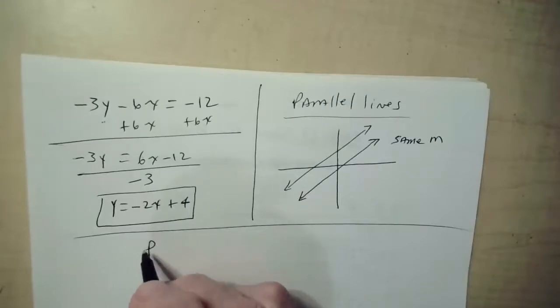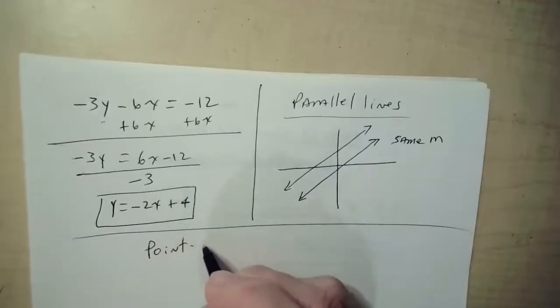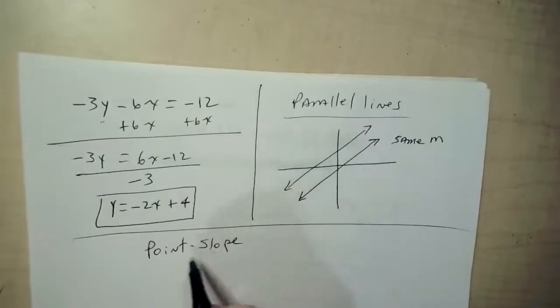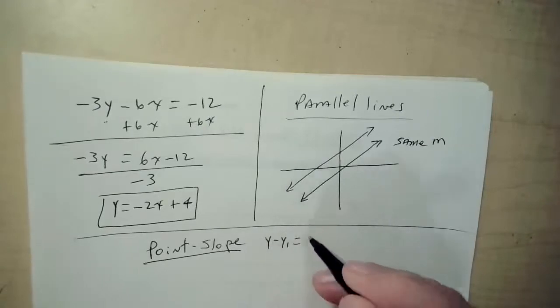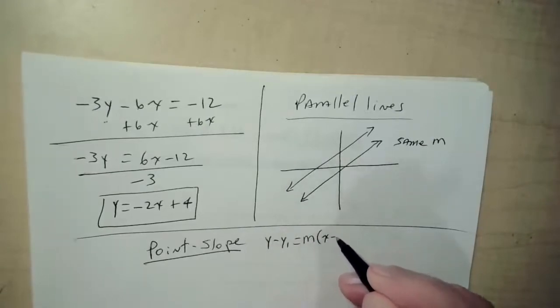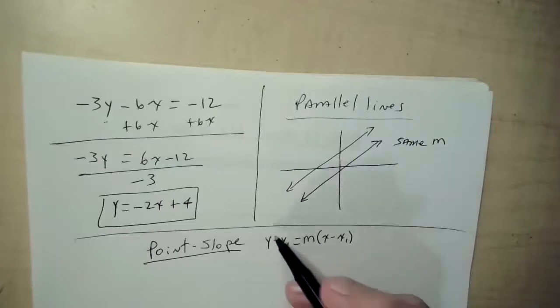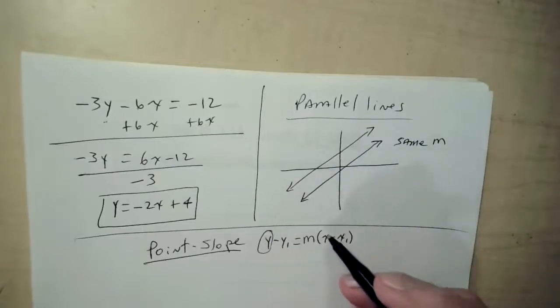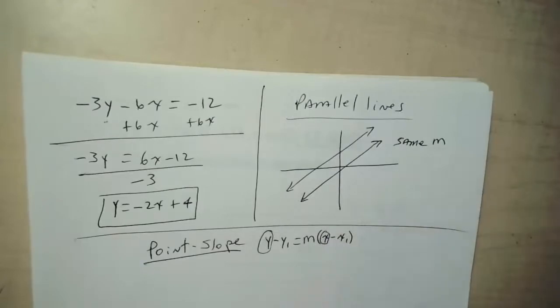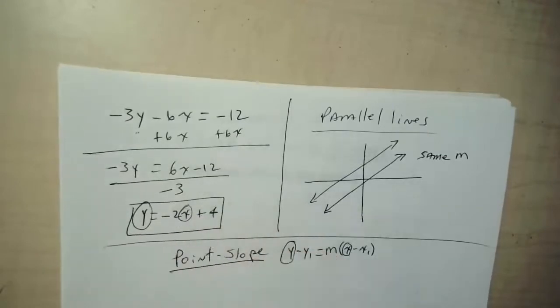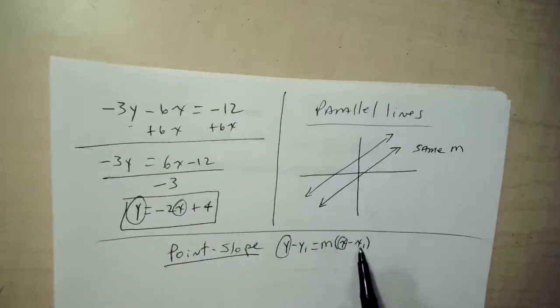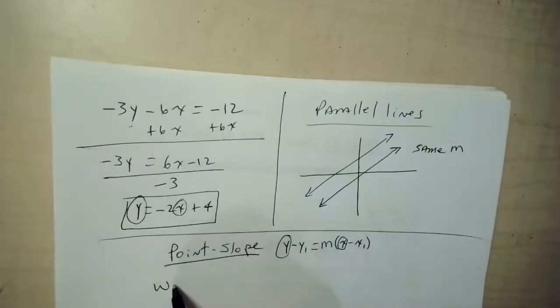Now we have another formula. This one's called point slope. Now point slope is y minus y1 equals m open x minus x1. Now this y and this x stay x and y, just like up here, y and x. Now x1 and y1, those are points. Now what if you're given this? Write the equation of the line.